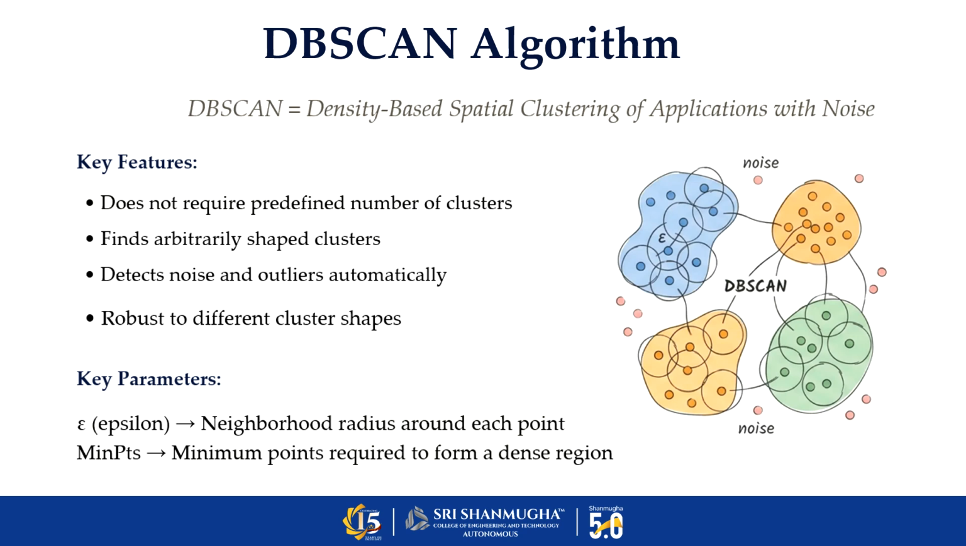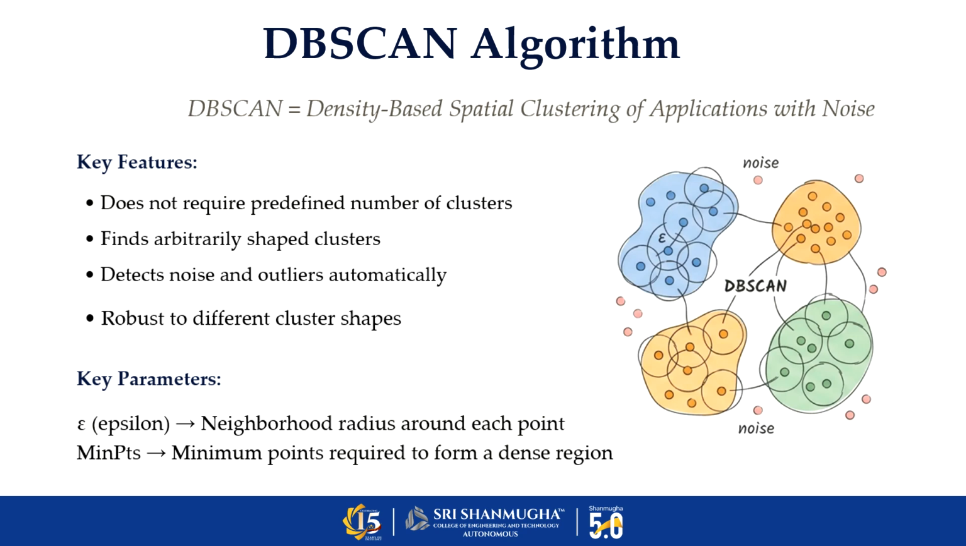DBSCAN algorithm. What is the full name? Density-based spatial clustering of applications with noise. So here we will be dealing with two key parameters. One is epsilon or eps. Another one is min points. So there are three types of points in DBSCAN: core point, border point, and noise point.